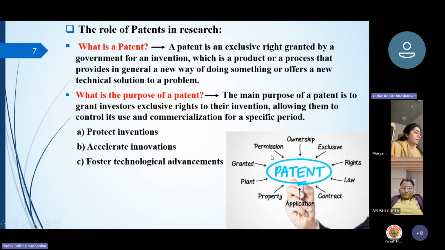So if you see what are the words which are related to the patent, this can be seen in this figure. Different words are associated with the word patent. That is the contract. It is a law. So it has some rights associated with it. It is exclusive to the inventor. It gives the ownership to the inventor. It gives permission: if a third party wants to use his or her patent, then he or she should have the permission from the patentee, and granted property and other things.